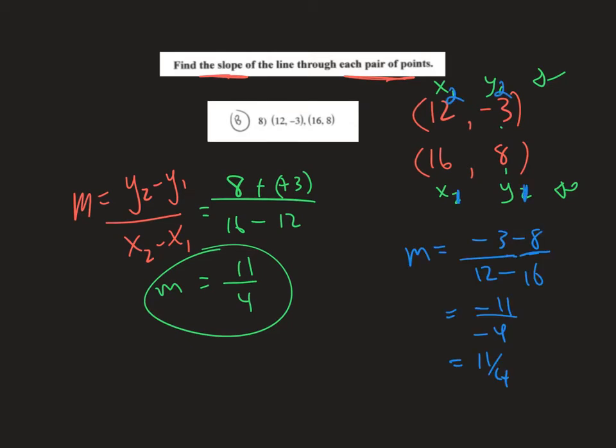Now I just did the problem again. And what I did is I called the first set x2, y2, and the second set x1, y1. And so what happens is, as opposed to 8 minus a negative 3, I have negative 3 minus 8. And as opposed to 16 minus 12, I have 12 minus 16. Negative 3 minus 8 is negative 11. 12 minus 16 is negative 4. And positive over a negative is a positive 11/4. So either way, I'm going to get 11/4 for an answer. Again, just label clearly and then do your math clearly and consistently.